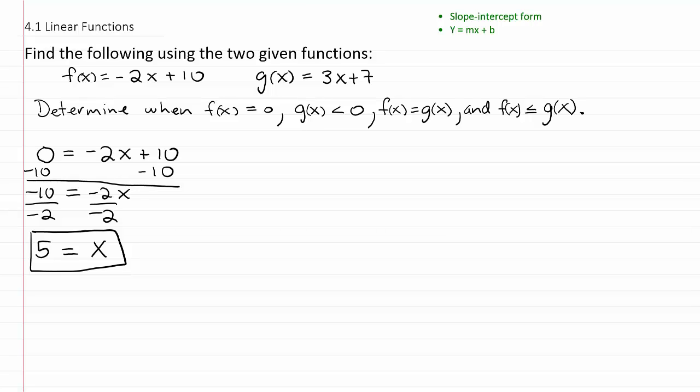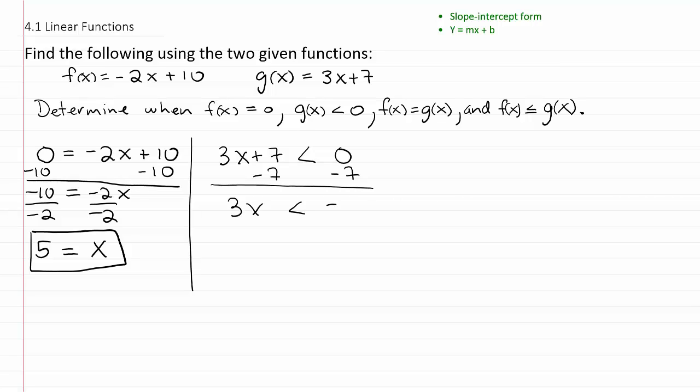Let's do the second one, g of x being less than 0. So when is g of x less than 0? Well, basically we just need to set up 3x plus 7, which is g of x, and say, hey, when is that less than 0? So we solve a little inequality here. We subtract 7 from both sides, and we end up with 3x is less than negative 7.